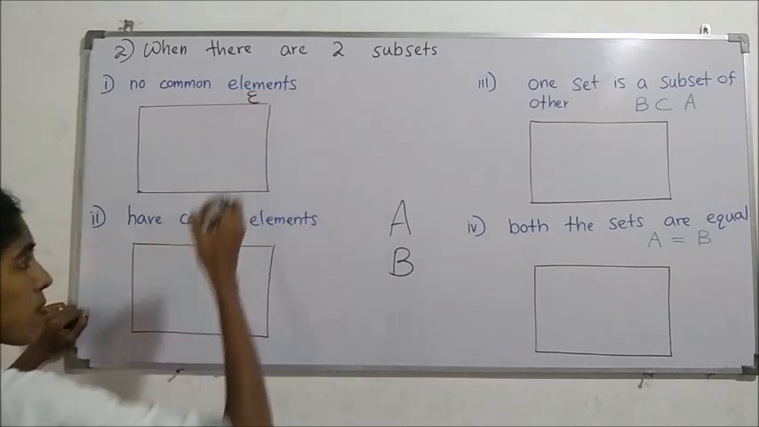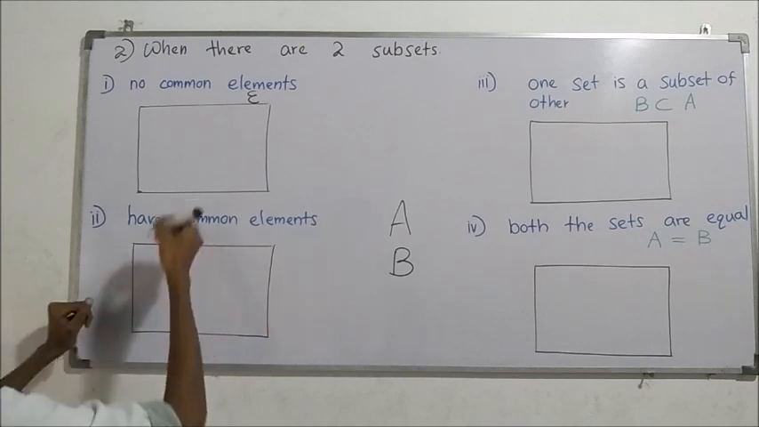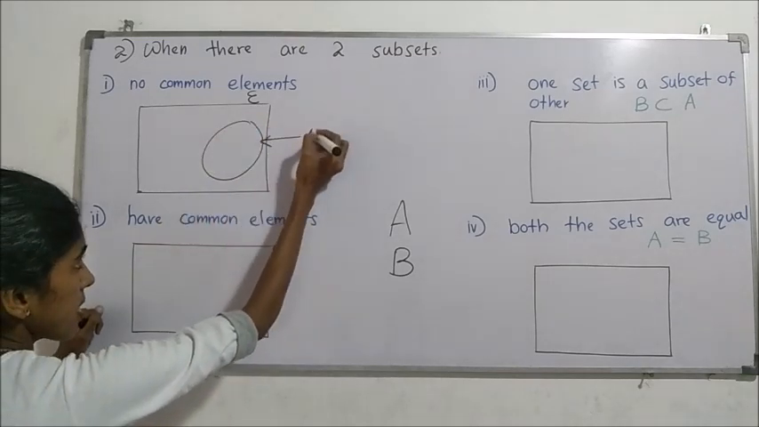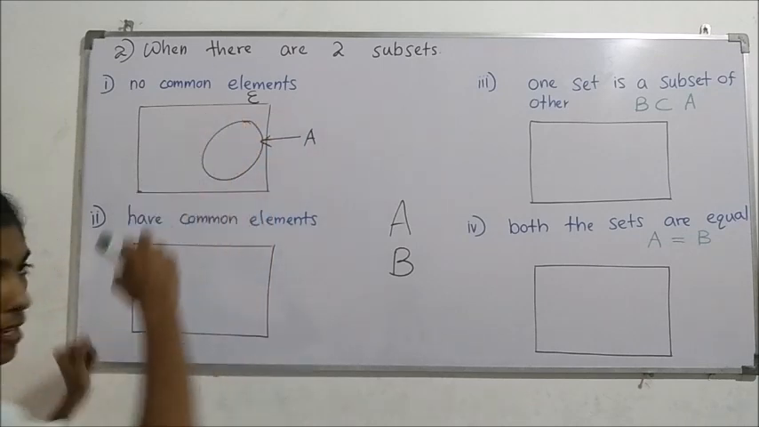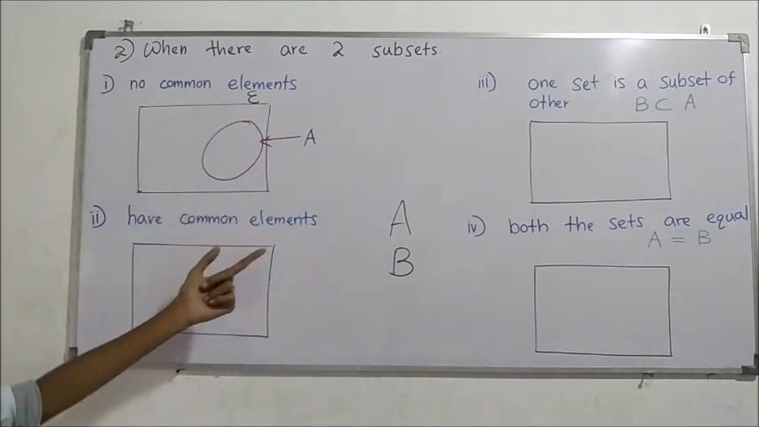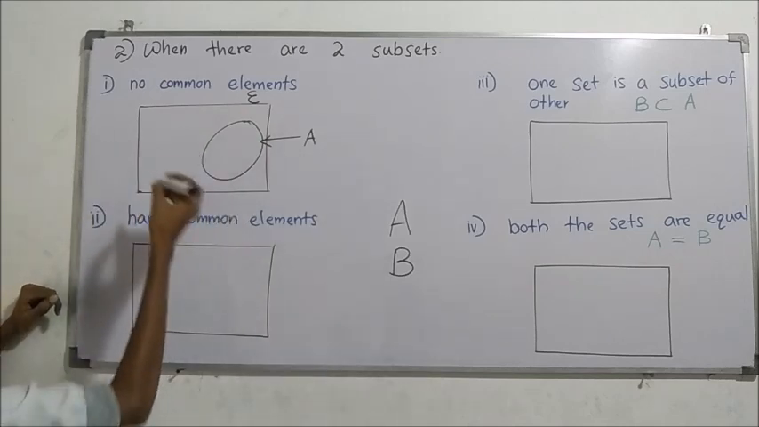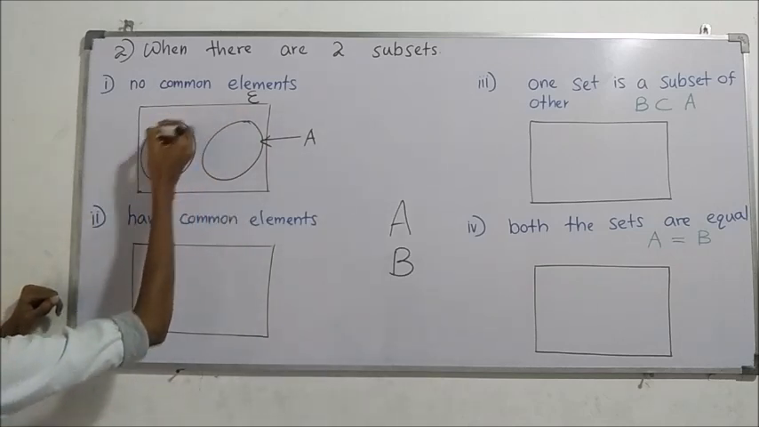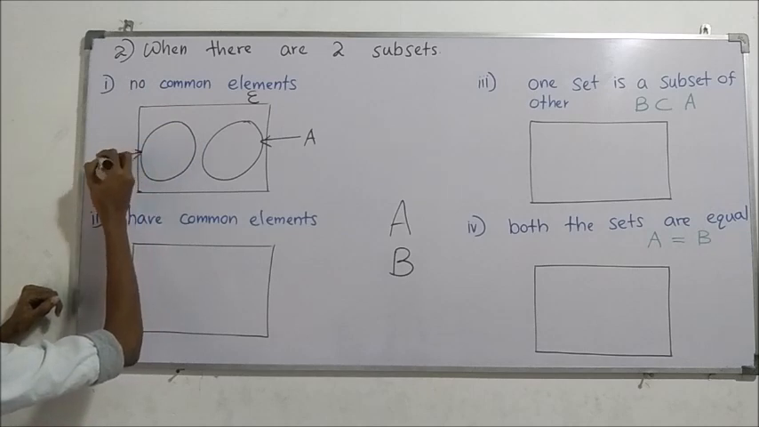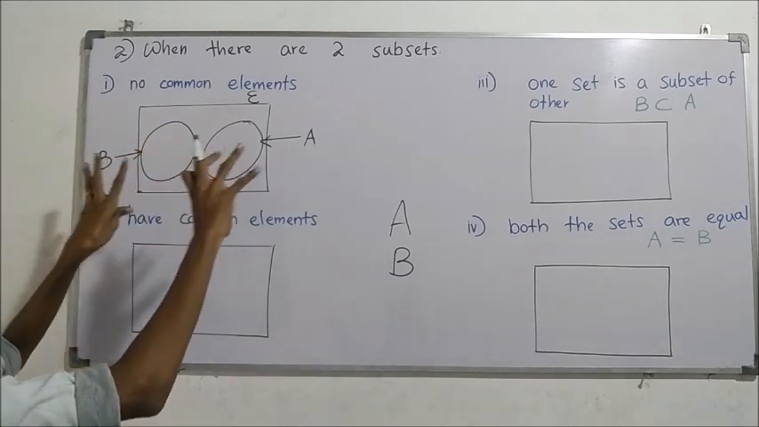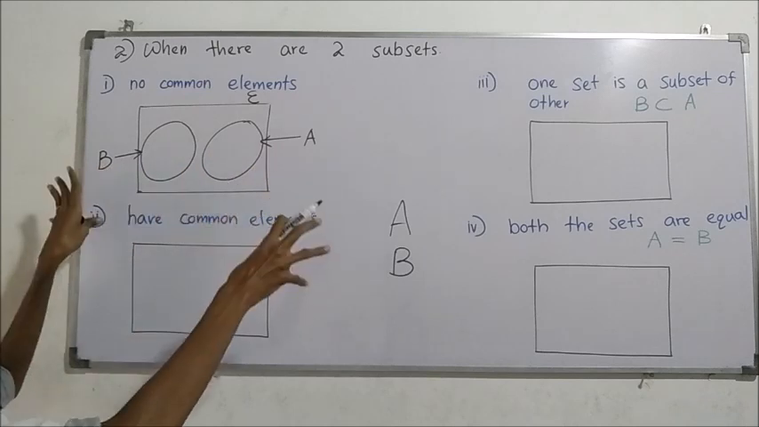Firstly, put the symbol to represent universal set. Okay, I am representing set A like this. Write the name of the set. Okay, because there are no common elements, I need to include the second subset separately. This is second subset B. No common elements, that's why we need to draw them separately.